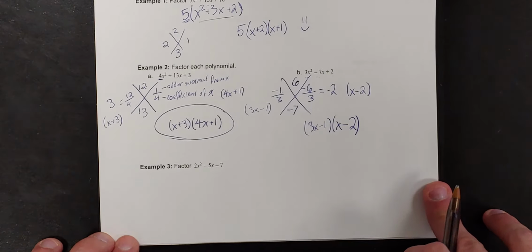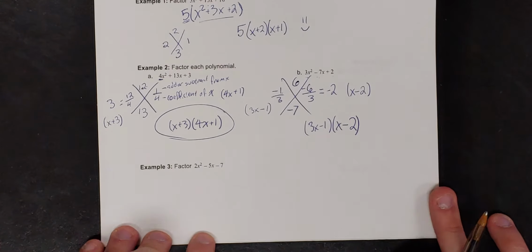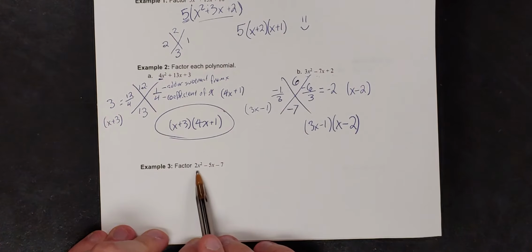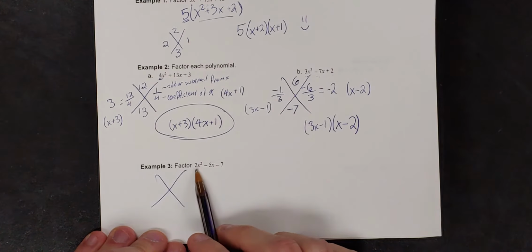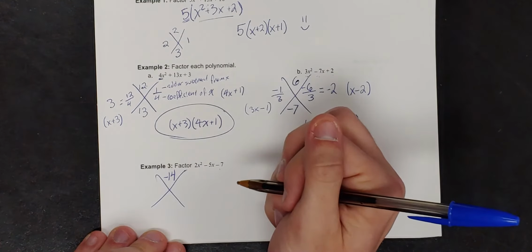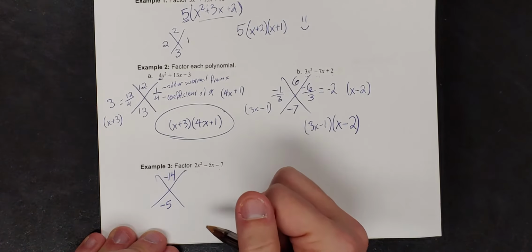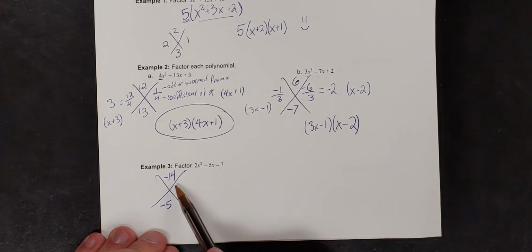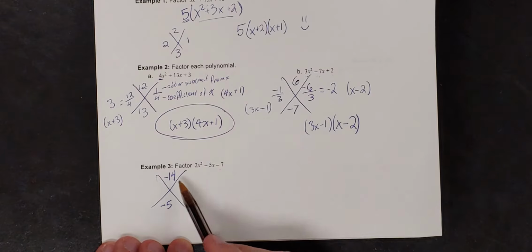All right, so now for the last one on the front, 2x squared minus 5x minus 7. So no GCF, unfortunately. So straight into the X method. So 2 times negative 7 is negative 14. And then the negative 5 goes on the bottom. Now we're going to think of two numbers that multiply to 14 and are 5 apart because my top term is negative.